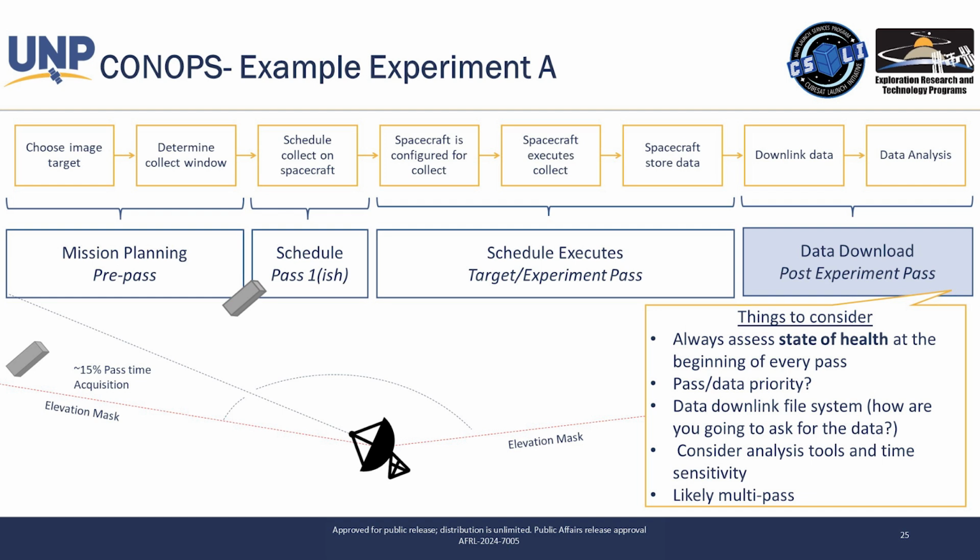Afterwards, how do you analyze the data? What time frame do you need to analyze it in? If you need to look over all the data that you got before you can move on to the next experiment, that's going to have a little bit of a different cadence than if the experiments are independent of each other and one doesn't really affect the other. And like I said, this may be multipass depending on the size of your data as far as downlinking it goes, and then you can do the analysis in between passes because the data's on the ground.